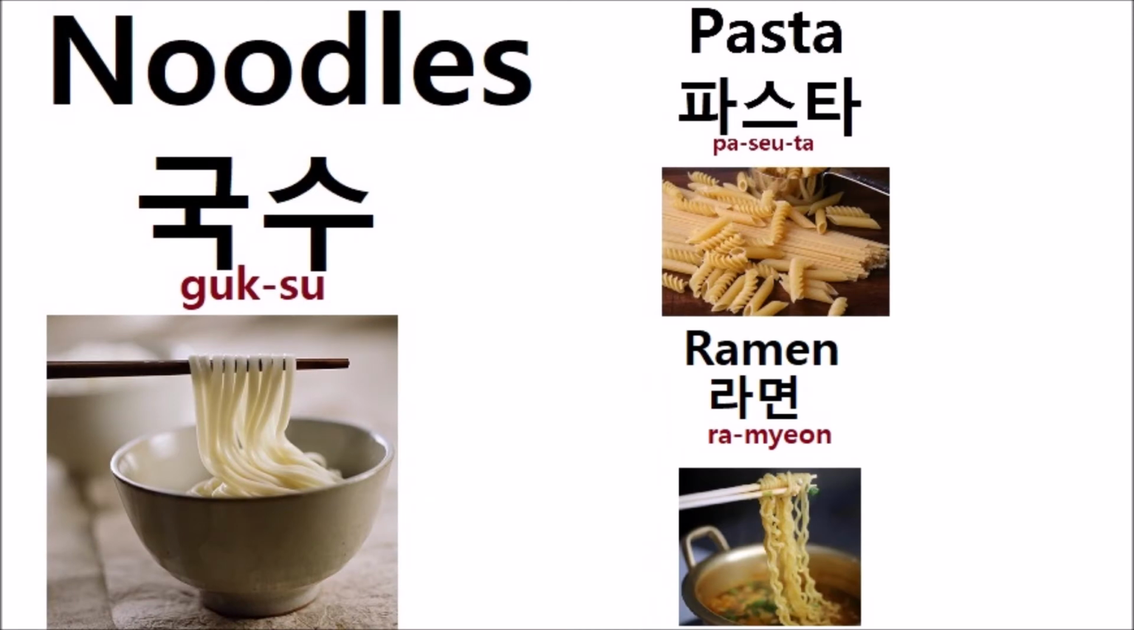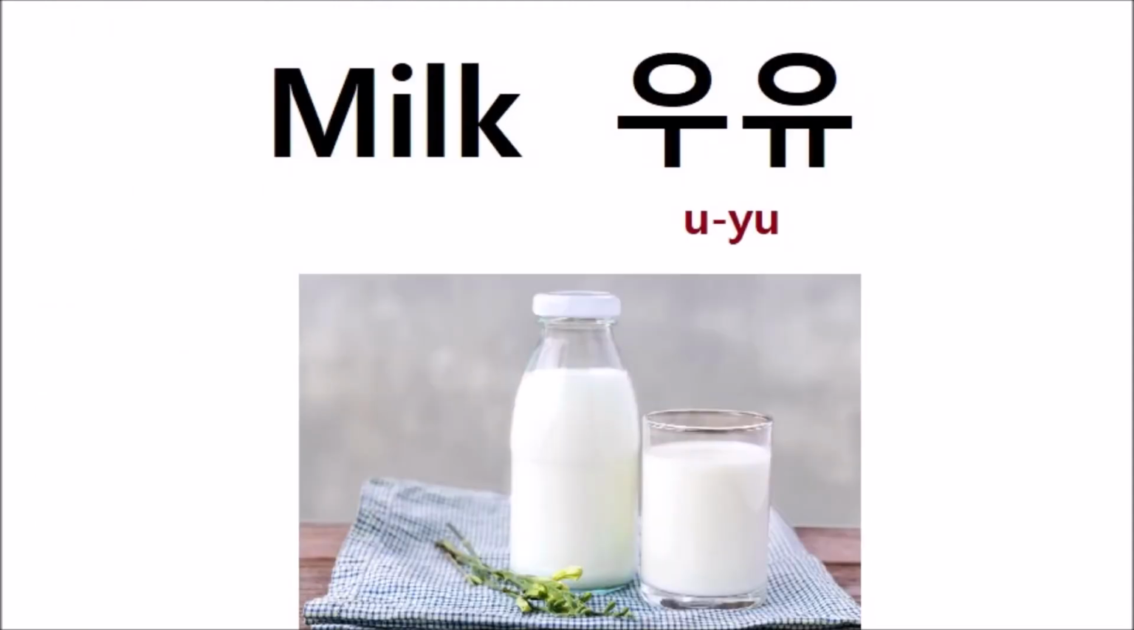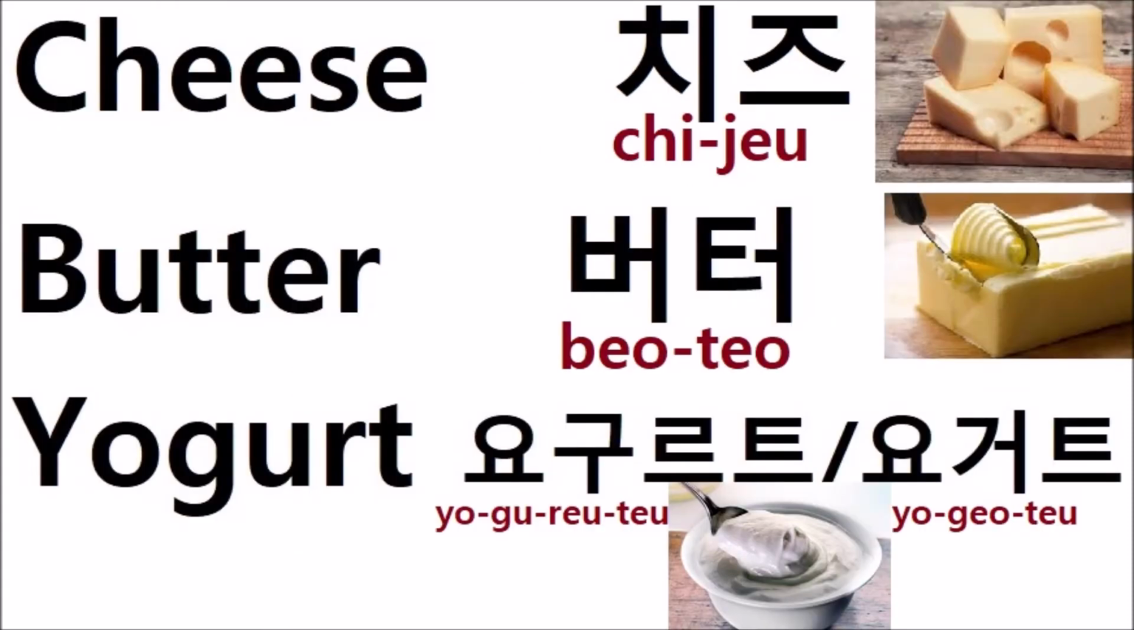Noodles is guksu. But there are types of noodles, like ramen and pasta, which are basically the same words in English. Milk is uyu. I think that's a really cute word. Korea doesn't have a long history of dairy farming, so dairy products are usually English loanwords. For example, cheese, butter, yogurt.